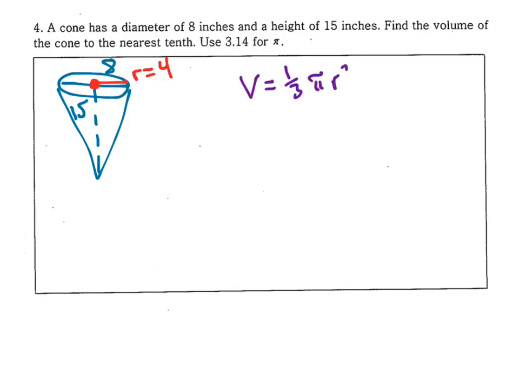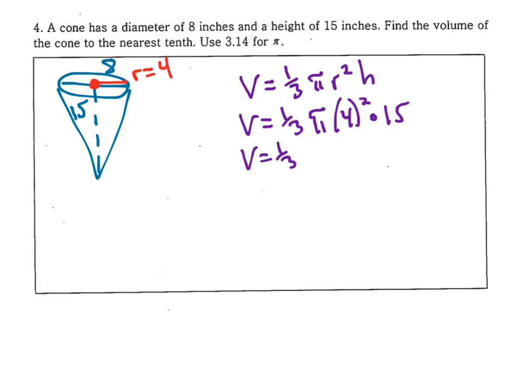There's my formula. Volume equals 1/3 pi r squared times height. 1/3 because it's a cone, right? So volume equals 1/3 pi times 4 squared times 15. I just substituted in 4 for the radius, 15 for the height. Have to square first, deal with exponents first. Volume equals 1/3 pi times 16 times 15.